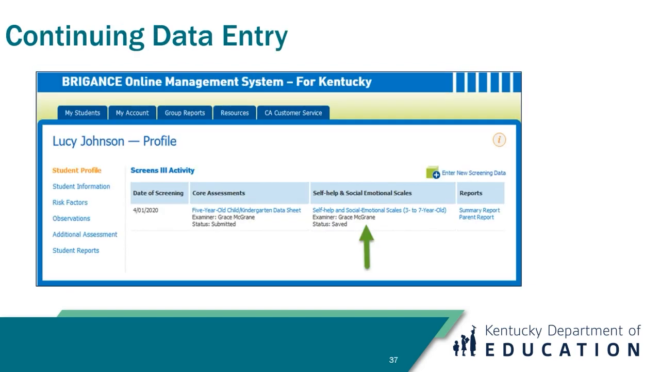Let's look closely at Lucy's profile. When I look at this, I can see that Lucy's core assessments are completely entered because the status is submitted. I also see that the self-help and social emotional scales are not complete. I can tell that because the status is saved. If you want to continue entering data, you will not click Enter New Screening Data. Instead, you will click into the assessment as the green arrow points to and continue entering data. Or it may be that it was simply not submitted to score.